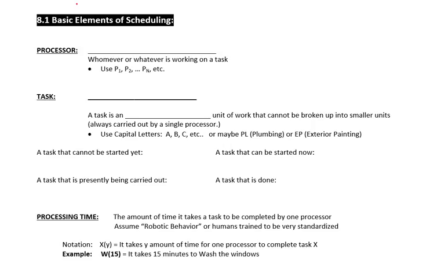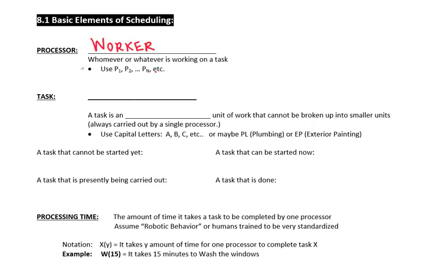So in order to deal with scheduling, you have to know a couple of vocab words. So in your notes, let's start with processor. A processor is the worker. This is whomever or whatever is working on a task. So for example, if we're going to talk about a processor, we normally say P1, P2, P3, etc. These could be actual workers like plumbers and painters and carpenters. Or if you are in a factory, maybe they represent machines or computers. But it's whoever is accomplishing the task.